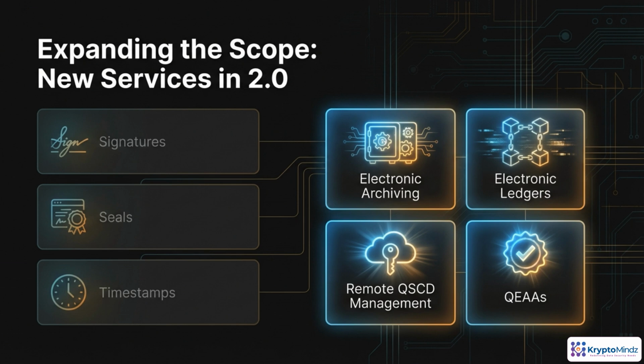Under eIDAS 1.0, trust services focused mainly on signatures, seals, and timestamps. eIDAS 2.0 significantly widens that scope. It formally recognizes services like electronic archiving, where documents must remain trustworthy for many years, and electronic ledgers, which can include certain blockchain-style systems. It also adds remote management of secure signature devices and services that assess qualified certificates. For relying parties, this means many more building blocks to design trusted digital journeys.